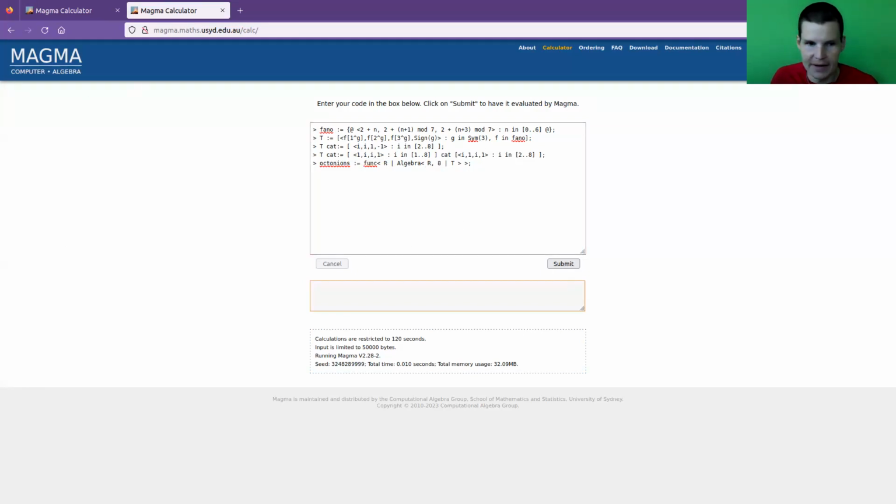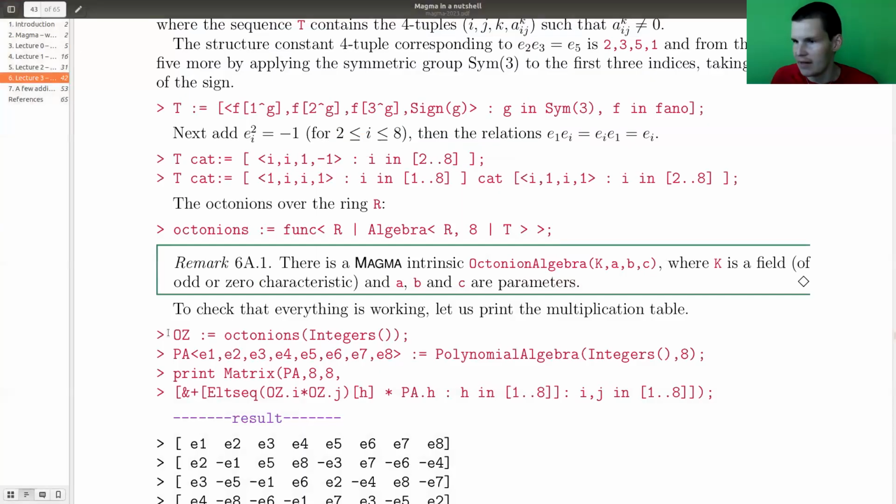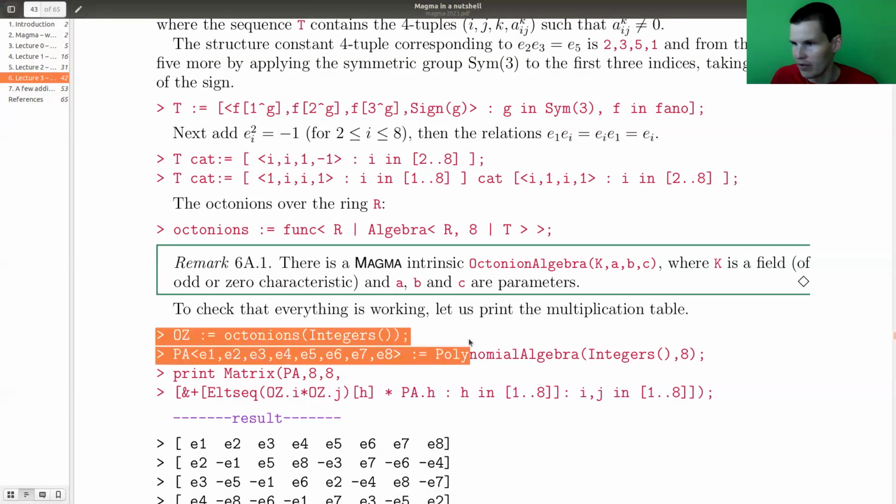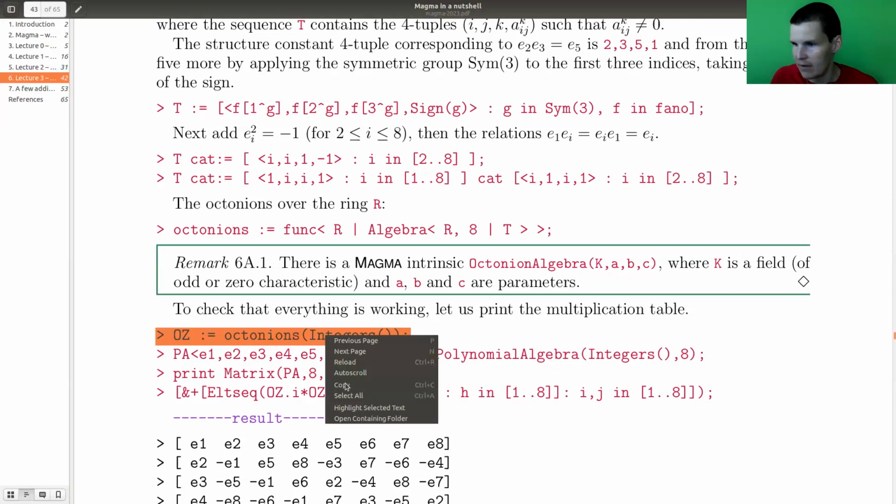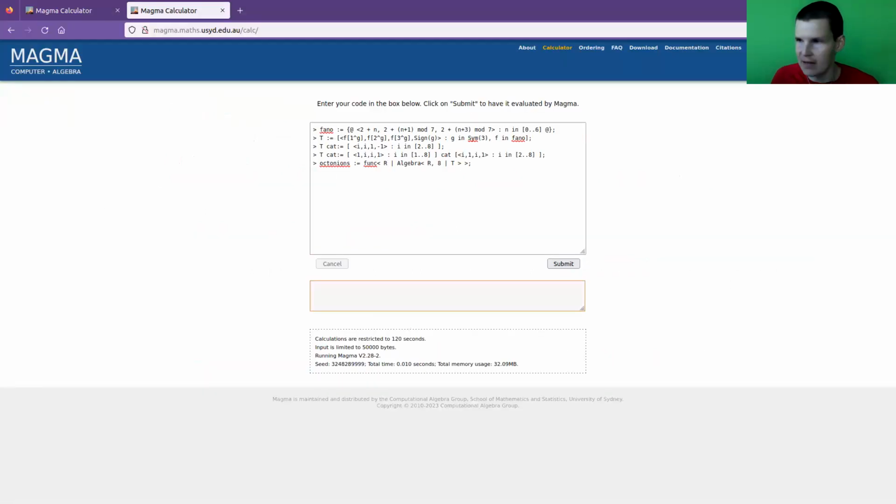We'll do that in a second. So it's a function in the ring. For example, you could do something just over the integers, and let's see what happens with this piece. So OZ is now octonions over the integers, an algebra of dimension 8 over the integer ring. Very good. That makes some sense, I hope.